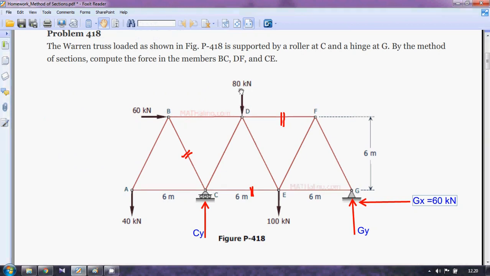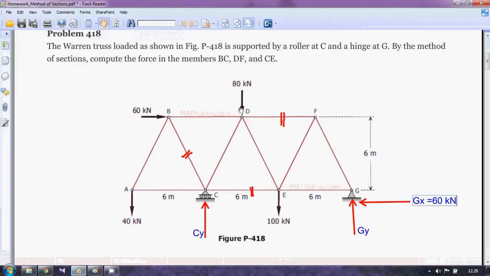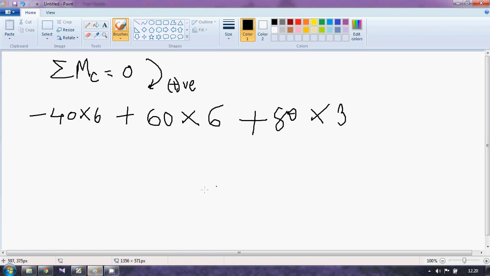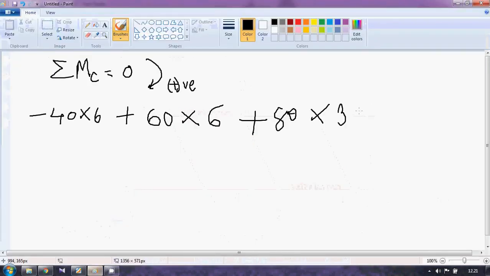Okay, so what about this 80? This 80 is acting at D point, which is at the right side of C, and it will create a clockwise moment. So plus 80 into, and what about the distance? The distance will be half of 6 meters, so it is 3. Then the 100 will create a clockwise moment, obviously. So plus 100 into 6.